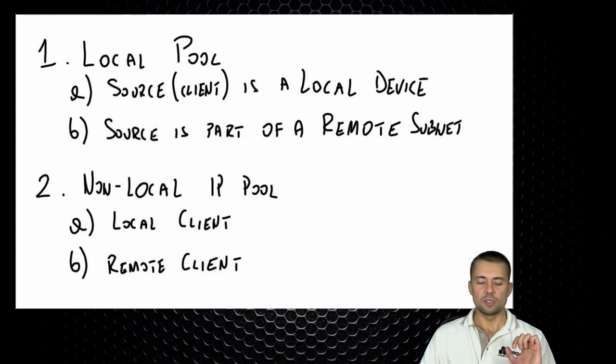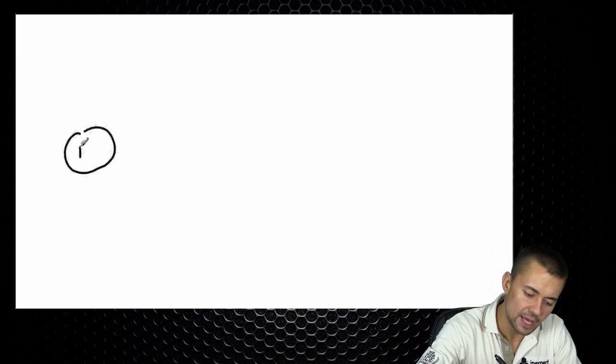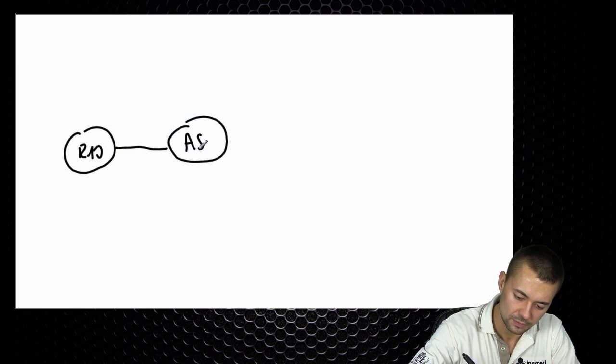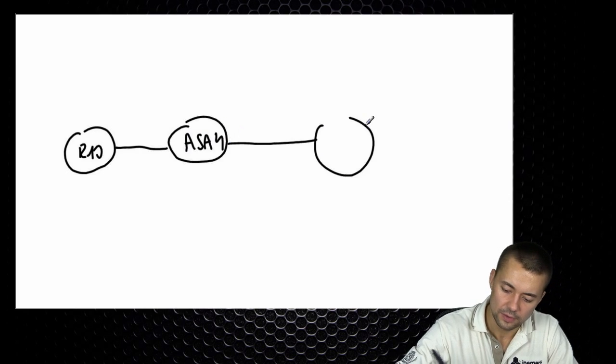Now, I will be extensively referring to the topology, which is really straightforward. We will have just 3 devices involved in this network. Router 10 is going to be connected to the outside of the ASA. ASA 4 is our transparent firewall. Router 5 is going to be connected to the inside.